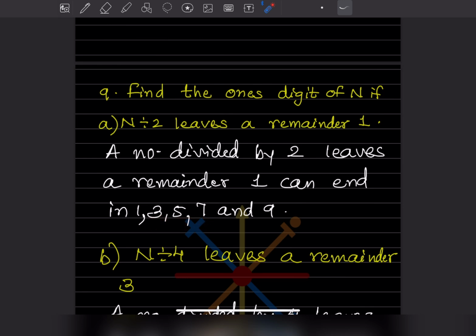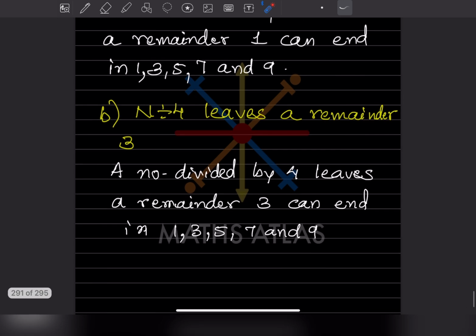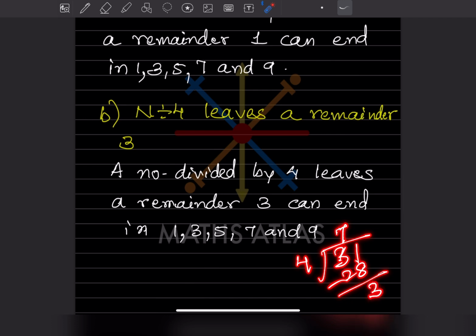So the ones place digit should be 1, 3, 5, 7 and 9 when it is divided by 2. And when it is divided by 4, it leaves a remainder 3. A number divided by 4 that leaves a remainder 3 can also end with the same 1, 3, 5, 7 and 9. So if we are taking here 31, and dividing it by 4, 4 sevens are 28. So the remainder is 3. So the ending number is 1.